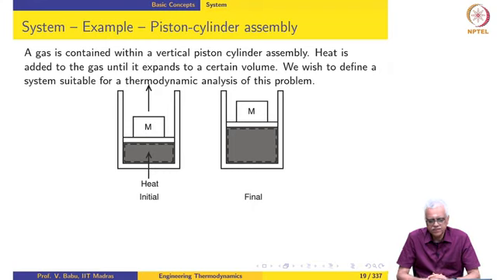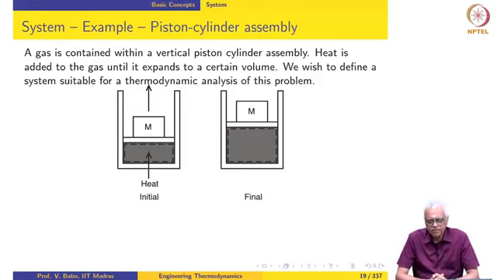So, here we can see the piston cylinder assembly. You can see the piston, and the gas that is contained inside. It need not be a gas, it can be any working substance. So, this is the cylinder. A mass is placed on this to maintain a certain pressure. We add heat to the gas and it expands to a final volume like this, and we want to carry out a thermodynamic analysis of this problem.